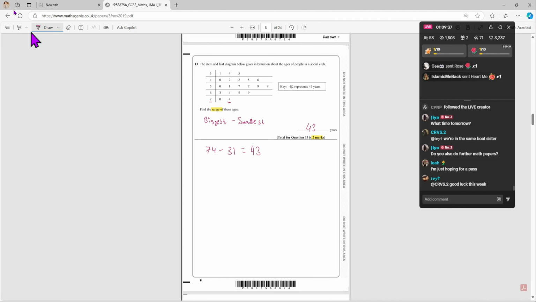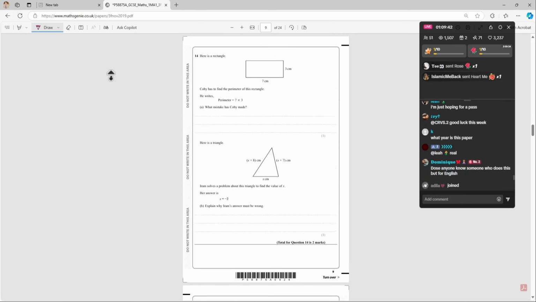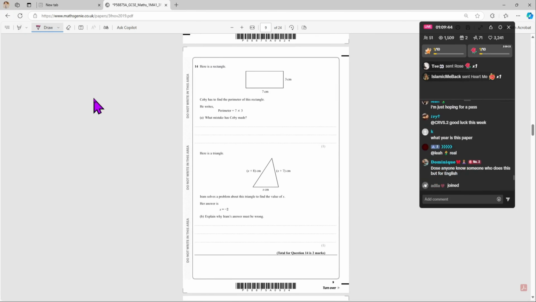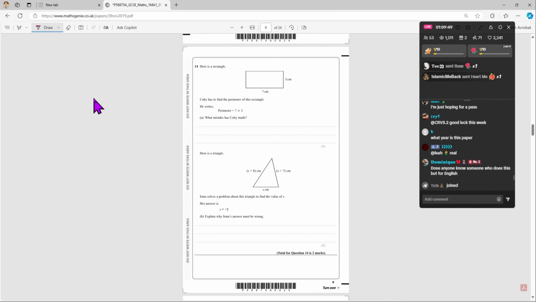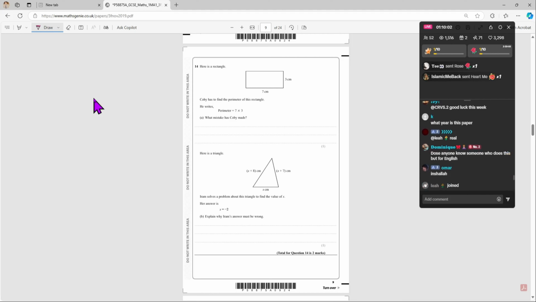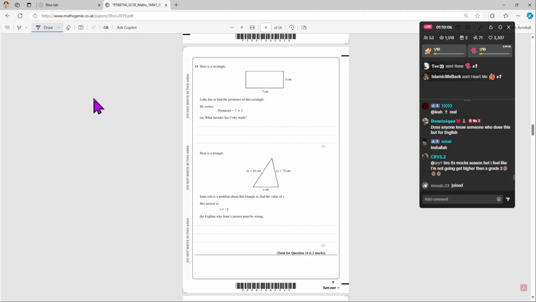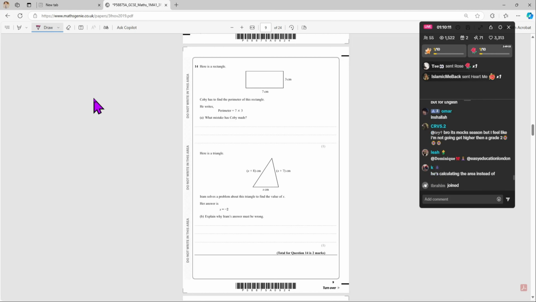So let's move on to our next question, question number 14. Okay, here is a rectangle. Kobe has to find the perimeter of this rectangle. He writes perimeter is equal to 7 times 3. What mistake has Kobe made? In the chat, tell me. It's a very, very common mistake that he actually made, and it's very easy to spot as well.